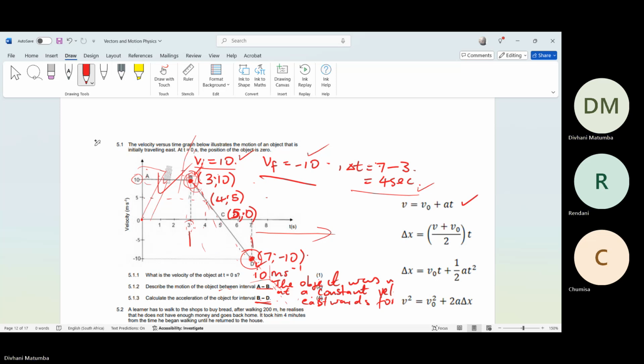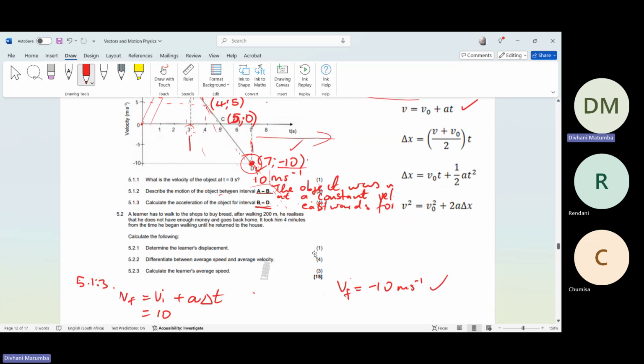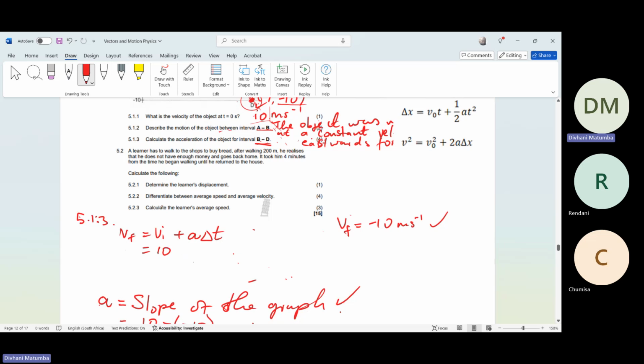According to what is there on the graph, your V initial is 10 at that point. And then at point D, your velocity final, that's what I consider final, is going to be minus 10. Are you still confused? No, I'm not. Okay. So we have V final, which is minus 10.